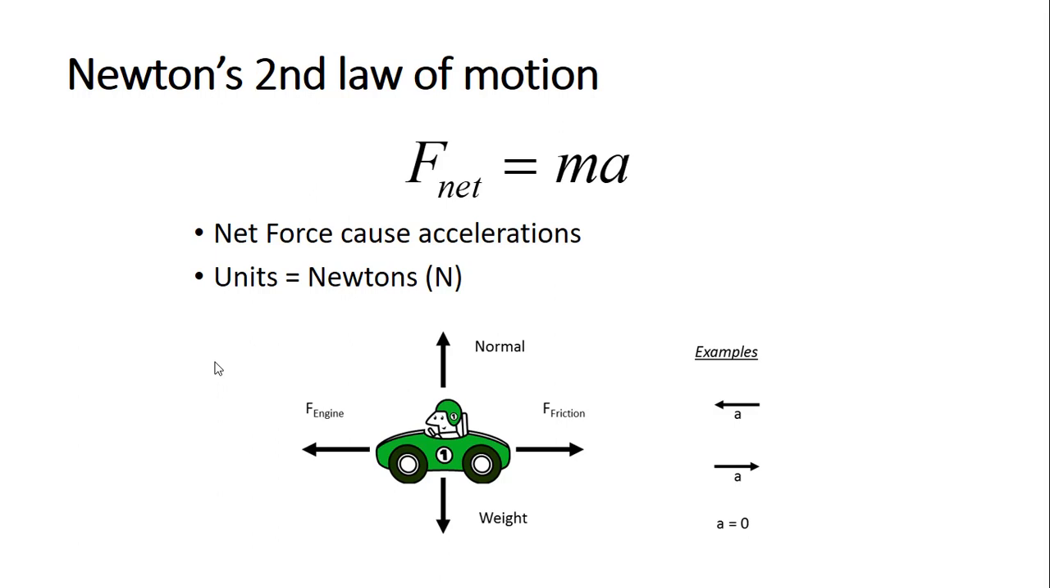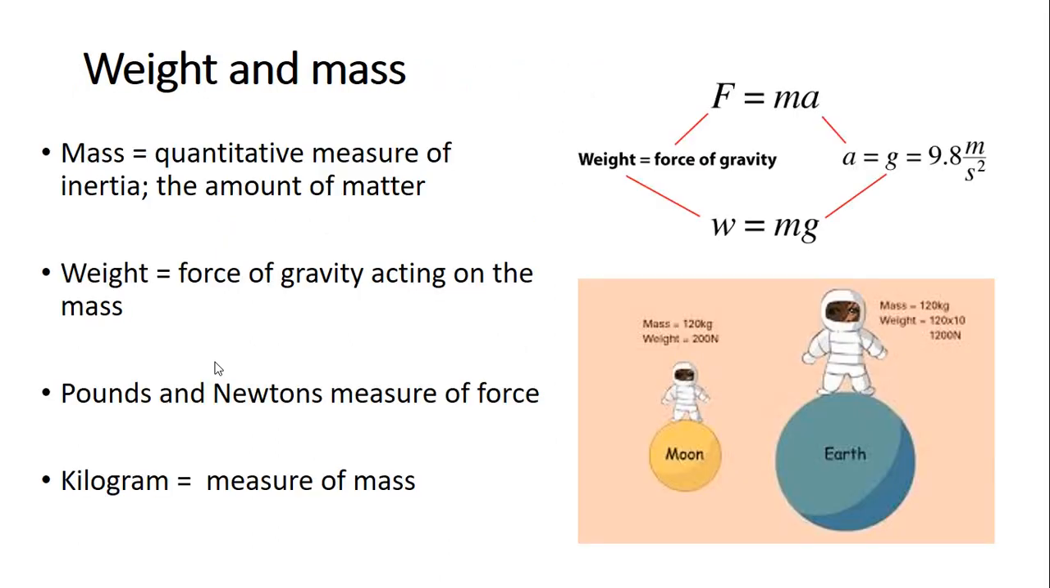Weight and mass, these are two terms that we get confused a lot. Mass is actually a measurement of your inertia. The amount of mass you have is going to determine your amount of inertia. So the more mass, the more inertia, the harder it is to change your state of motion. Weight is gravity's effect on a mass. So the acceleration of gravity is 9.8 meters per second squared on Earth. It's about 1.67 meters per second squared on the moon. So it's about 6 times less on the moon than it is on Earth.